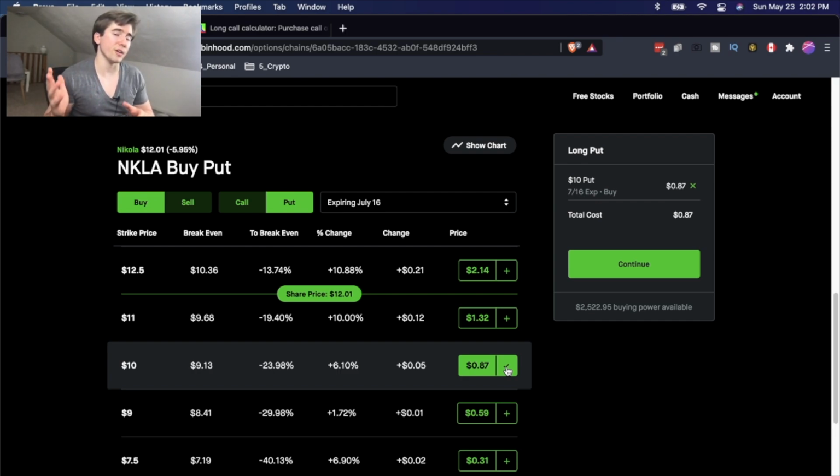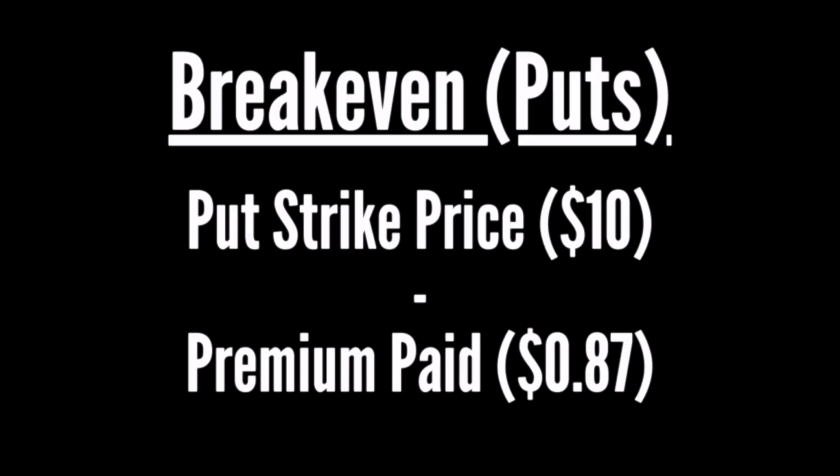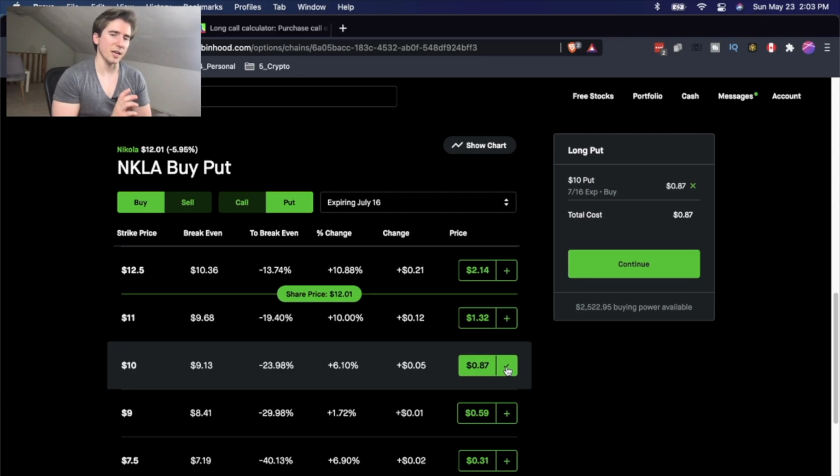So if it continues to trend down over the next couple of months, we will be making a profit on this. Our break even can be calculated by taking the difference between the strike price and the premium we're paying, which would be 10 minus 0.87, giving us a break even of $9.13. So if Nikola is below $9.13 by our expiration, we'll be taking a profit. And if it's above $9.13, we'll be taking a loss.